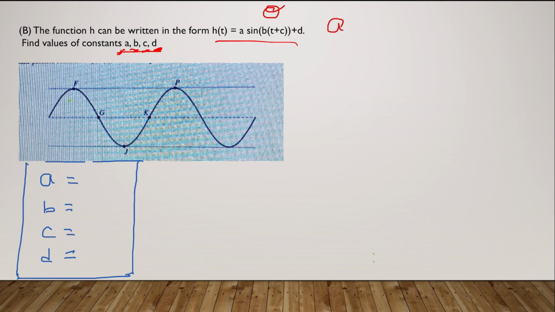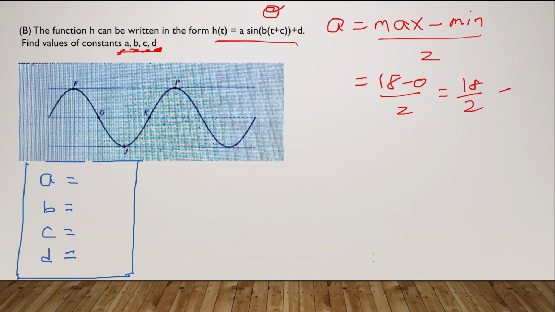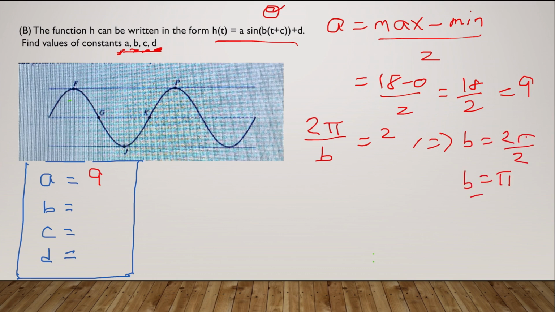And so if I start with A, I know A is the amplitude, which is the maximum value minus minimum value over 2, which is 18 minus 0 over 2, which is 18 over 2, which is 9. So I'll write down A as 9. Now what is my B? We know that the periodicity is given by 2 pi over B, which in this case is 2. So if I move 2 to the other end, I have B as 2 pi over 2, which is pi. So B is pi. That was quite easy.